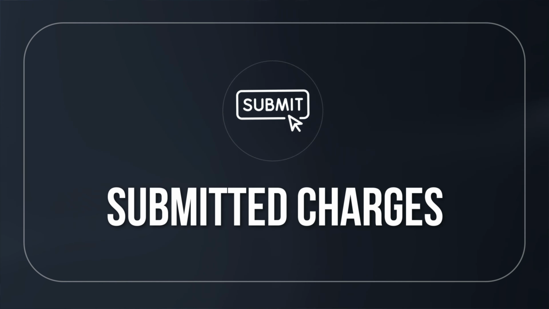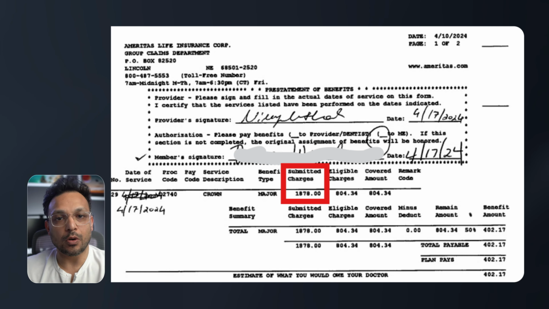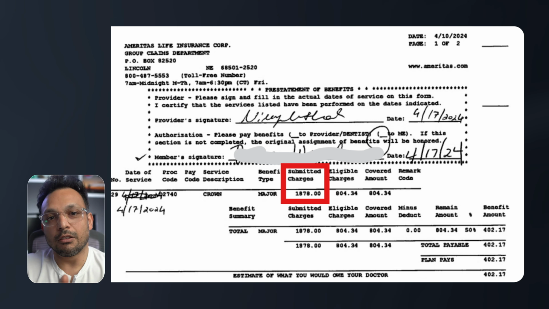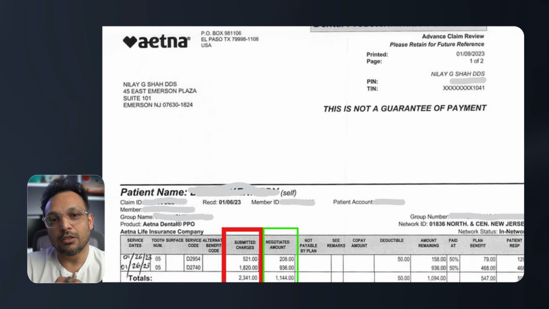Submitted charges. This is the term usually used when you're reading EOBs or estimate of benefit statements that you've received from insurance companies. Submitted charge is the fee that your office submits for a procedure for which you're filing the claim. And usually the submitted charge is the office fee. Here's an example EOB from Emeritus Insurance, which shows the submitted charge, which is our office fee of $1,878 for the crown. Right next to it, you see the column for eligible charges, which is really just the negotiated fee with Emeritus for that procedure. Here's another EOB from Aetna showing our submitted charges, which are office fees for post-core and crown. Right next to it, you see the negotiated amount, which is really our contracted fee with Aetna for those procedures.